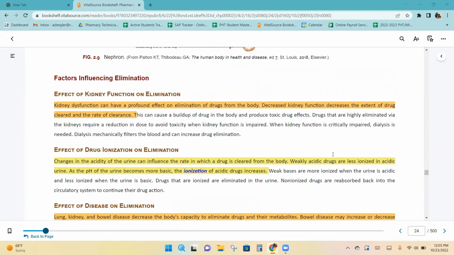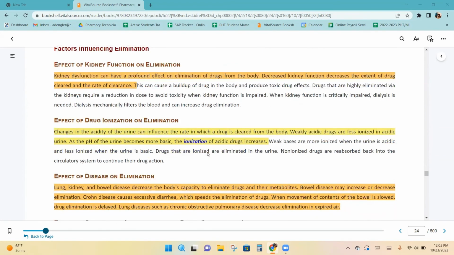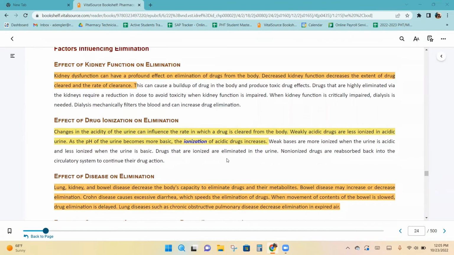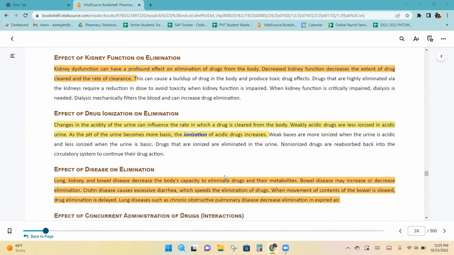Kidney dysfunction can have a profound effect on elimination of drugs from the body. Decreased kidney function decreases the extent of drug cleared and the rate of clearance. This can cause a buildup of drug in the body and produce toxic drug effects. Changes in the acidity of the urine can influence the rate at which a drug is cleared from the body. Weakly acidic drugs are less ionized in acidic urine. As the pH of the urine becomes more basic, the ionization of acidic drugs increases.